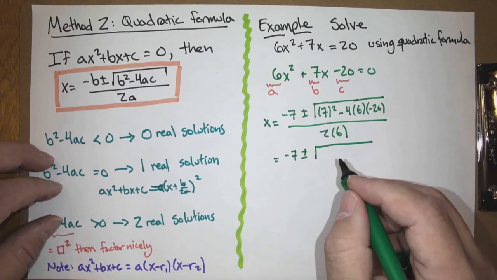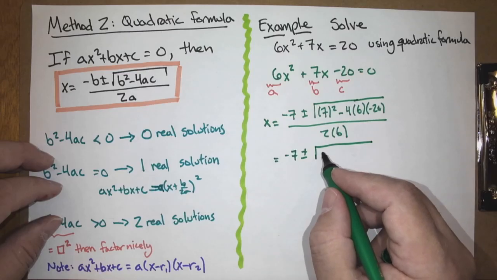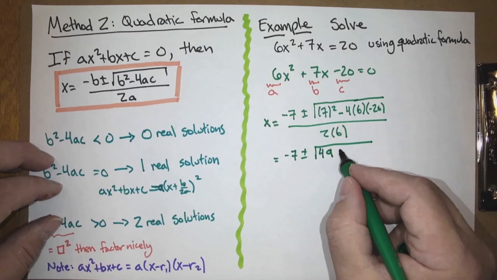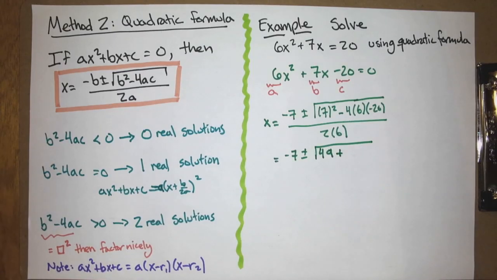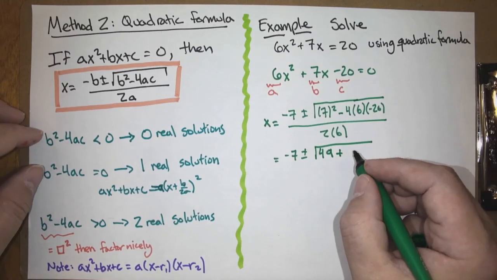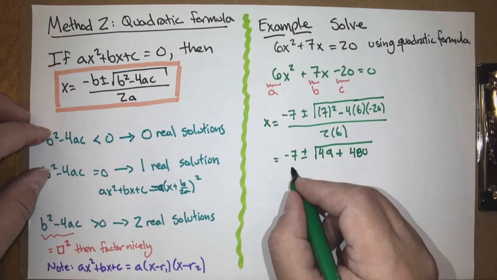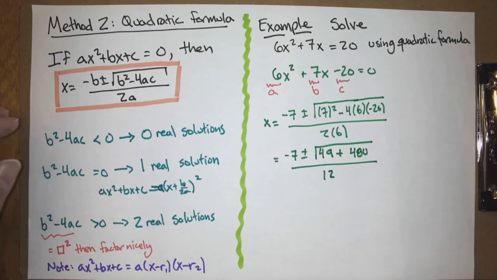7 squared, 49. Now I see a minus, and there's a second minus, so that becomes a plus. 4 times 6 times 20, what do we do? Yes, we pull out our calculators, because they're allowed, and it says 480. You say, cool, thank you, calculator. You're the best. I ever told you that, calculator? You're awesome. Calculators, they appreciate you.